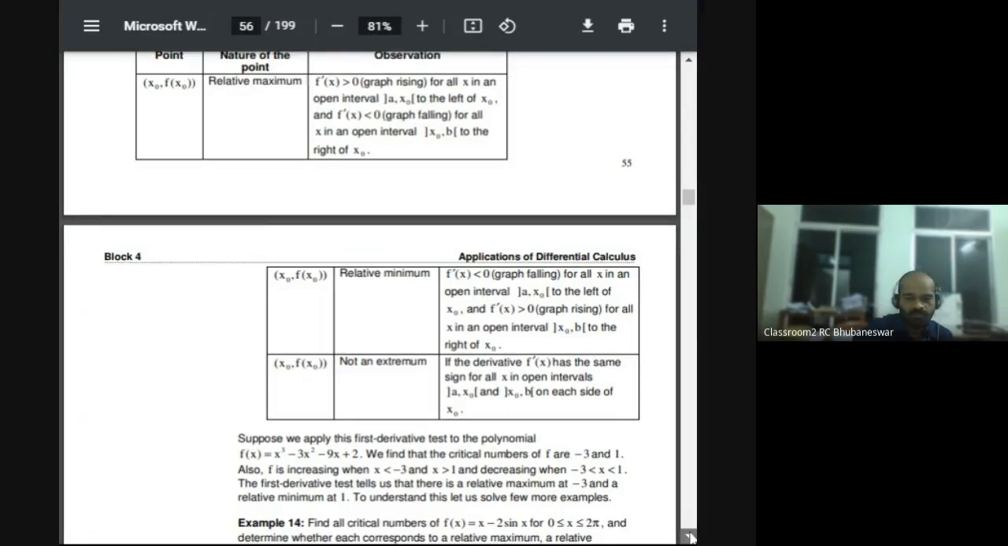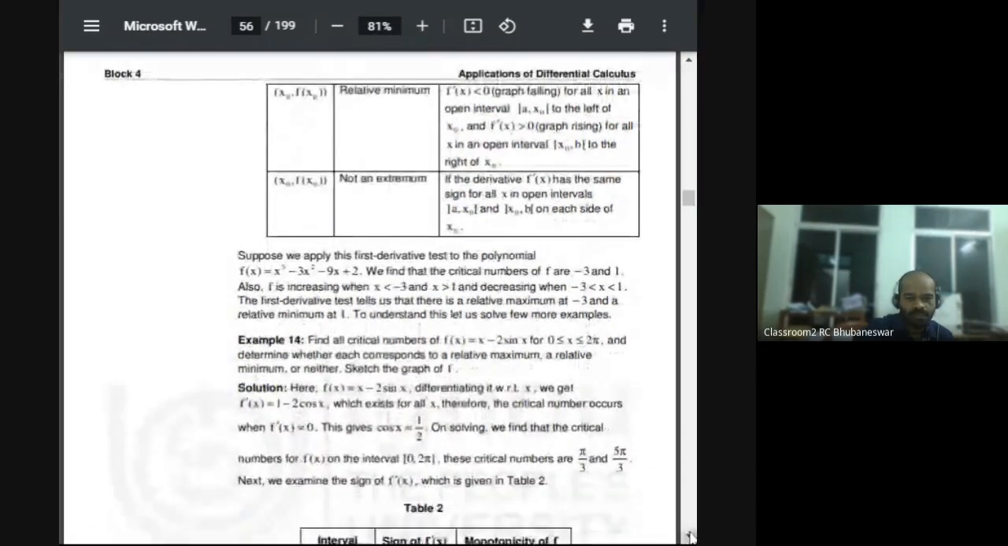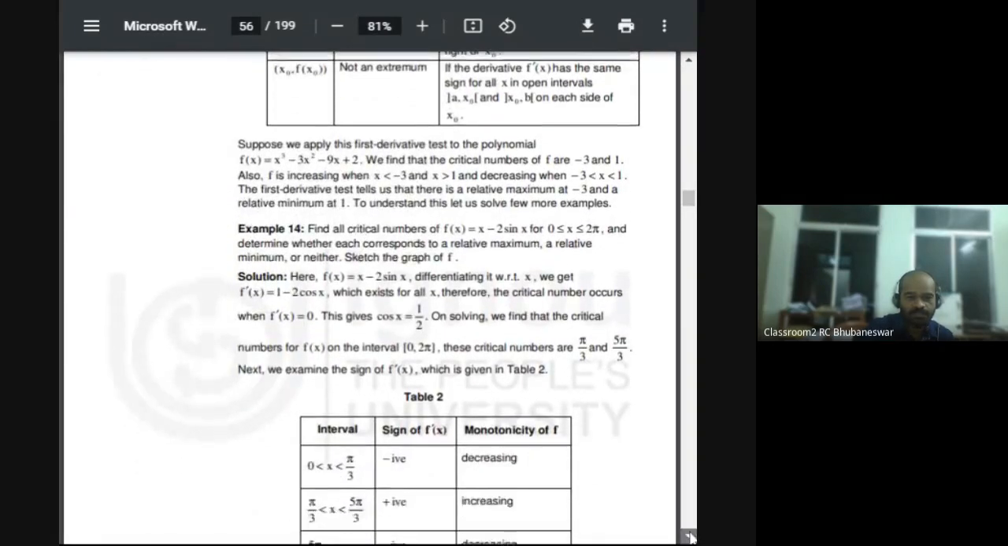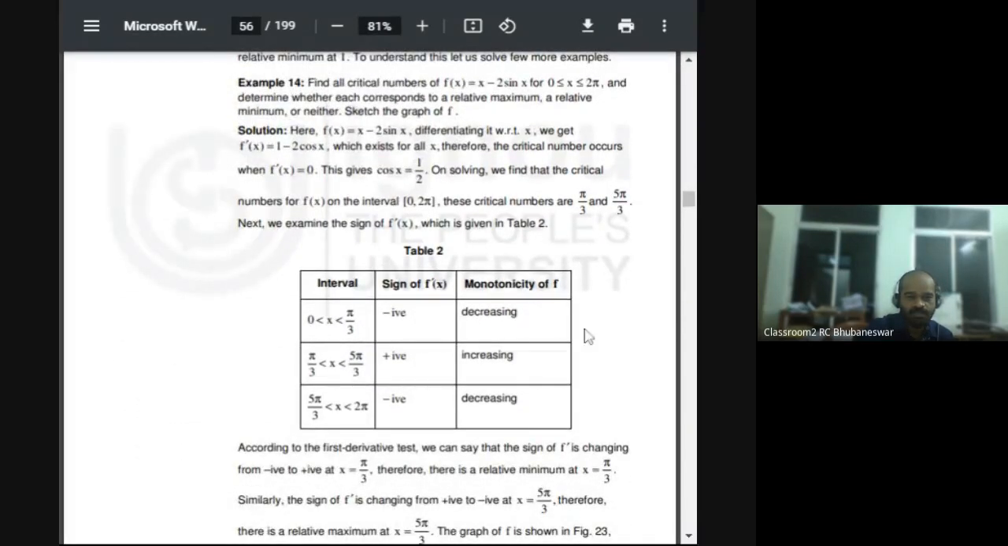Now the same will be discussed with the help of this example. So look at that example. Example number 14. In example number 14, the function is given in the form of x minus 2 sine x. And here the interval is given 0 to 2 pi. That means the function is defined over the interval 0 to 2 pi.